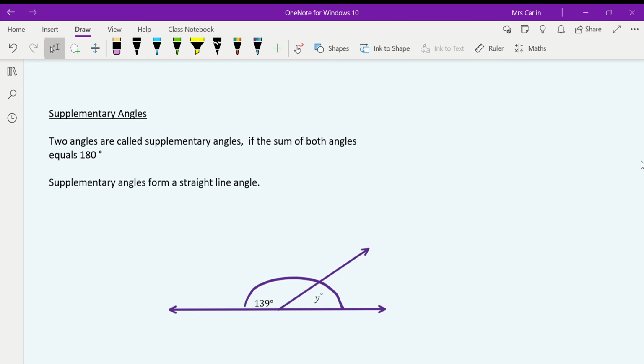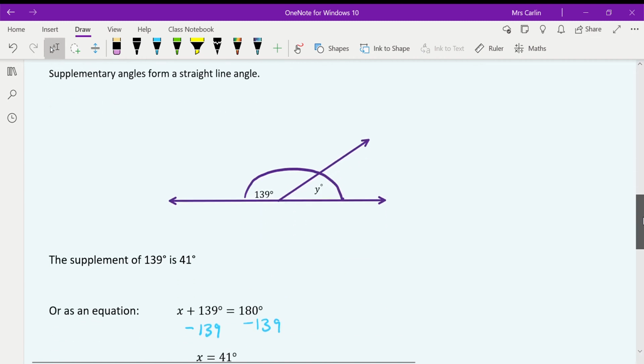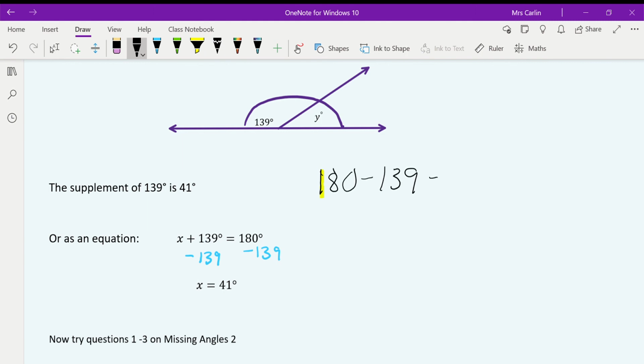Now, like we did with complementary, in order to work these out, we can do it in two ways. We can say the supplement of 139 is 41, because again we could do that mental calculation in our head of 180 minus 139, or if you like to show your working, we can do 180 minus 139 to give us 41.